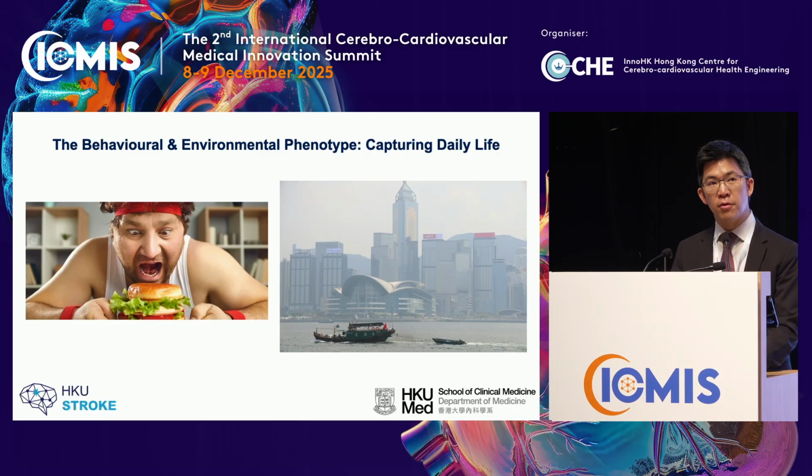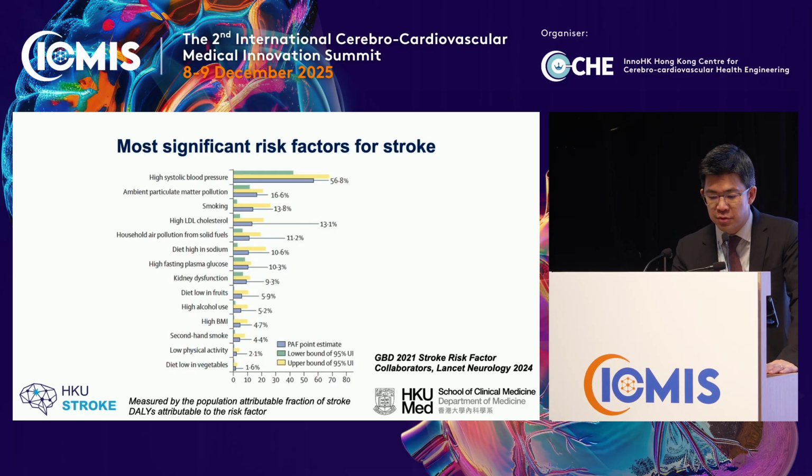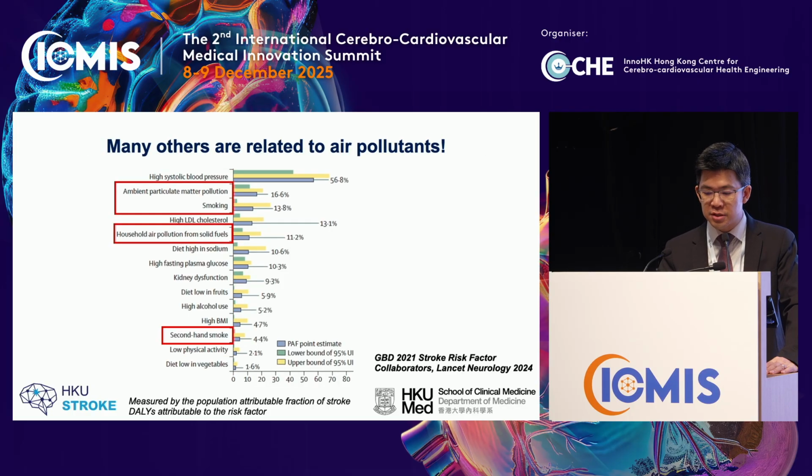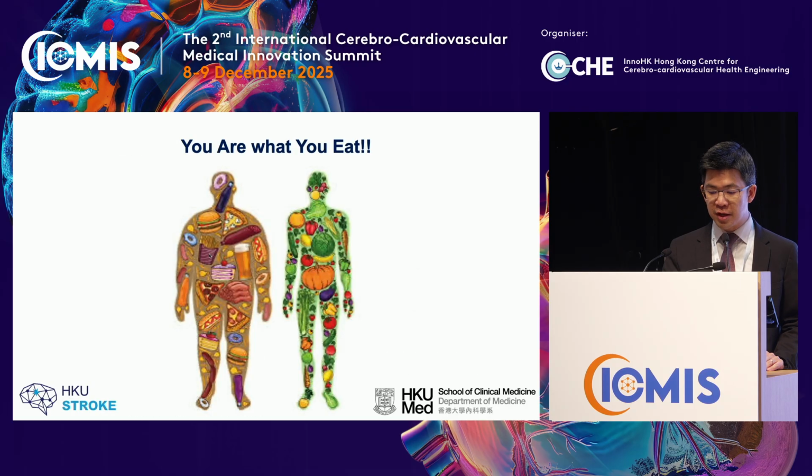Also, from daily behavioral and environmental phenotypes, capturing daily life is very important, because, as I shared with you in this graph already, many risk factors for stroke are associated with diet, as you can see here, and the other bits are related to air pollutants. So how can we incorporate some of these into better risk prediction or improving the prevention of stroke?